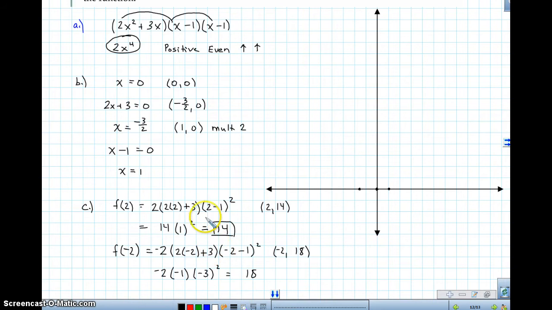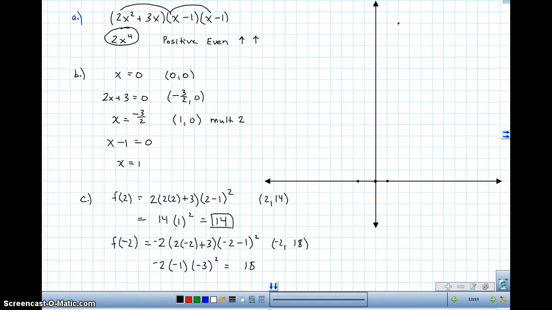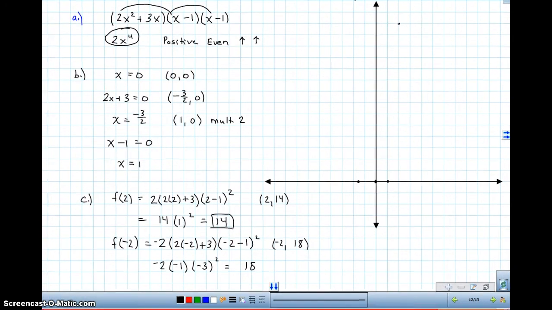So we have a point at (2, 14). So 1, 2, 3, 4, 5, 6, 7, 8, 9, 10, 11, 12, 13, 14. There we go, 14. And we had a point at (-2, 18). So it's going to be off the chart here. It's going to be -2, 15, 16, 17. It's going to be way up there. So we know that it's really up high at this point.